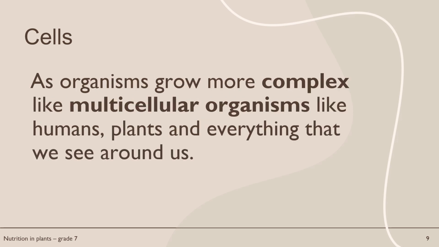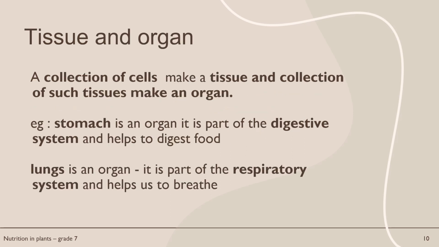As organisms grow more complex, like multicellular organisms such as humans, plants, and everything that we see around us, these organisms will have a group of cells which will perform the same function. Tissue and organ. A collection of cells make a tissue, and a collection of such tissues make an organ. Stomach is an organ, and it is a part of the digestive system and helps to digest food. Lungs is an organ. It is part of the respiratory system and helps us to breathe.